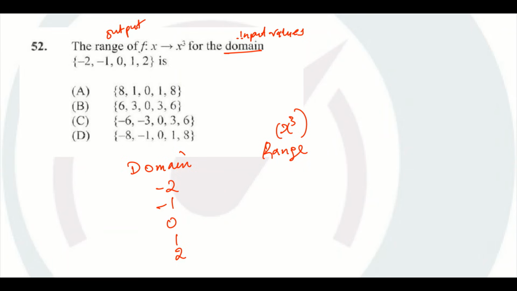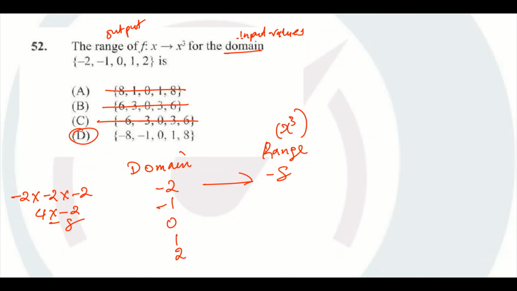So therefore we have negative 2 cubed, so we have negative 2 times negative 2 times negative 2. Negative 2 times negative 2 gives us positive 4. Positive 4 times negative 2 gives us negative 8. So negative 2 maps onto negative 8. So which one has this? Now this one has no negative 8, so we can eliminate that. And this is not a negative 8 either. So by elimination our answer is D.